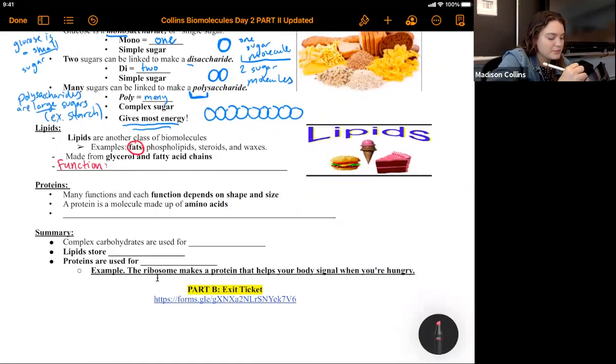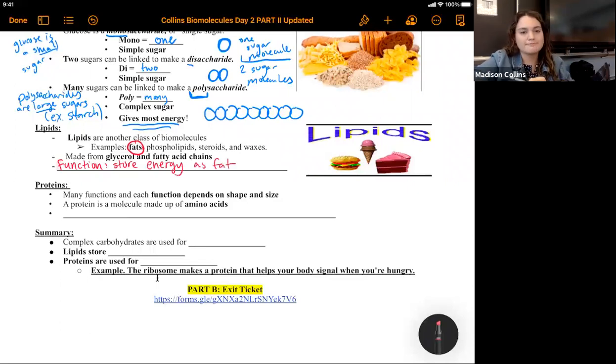So the function of lipids is to store energy as fat. So they store that energy. That's why, like, if you are maybe packing on a few extra pounds like me, all of that fat is storing energy. It's extra sugar that your body hasn't used and is holding on to in case it needs it later. So the function is to store energy as fat. And it also controls water molecules.